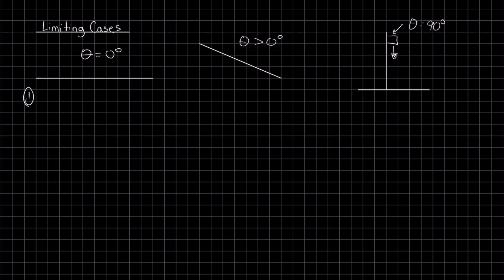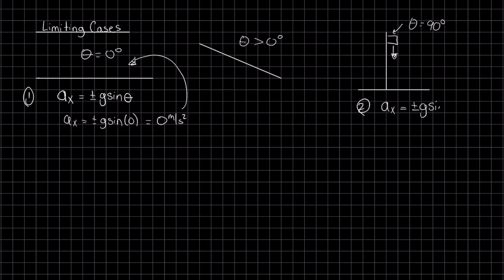So when theta is equal to 0 degrees, what happens to my acceleration? Well, I get plus or minus g sine theta. And when I plug in 0 for theta, the sine of 0 is 0. That matches exactly what I expect. How about case number 2, when my angle measures 90 degrees? My acceleration is plus or minus g sine theta, but now I'm going to plug in 90 for the angle. The sine of 90 is just equal to 1, so therefore I get plus or minus g.